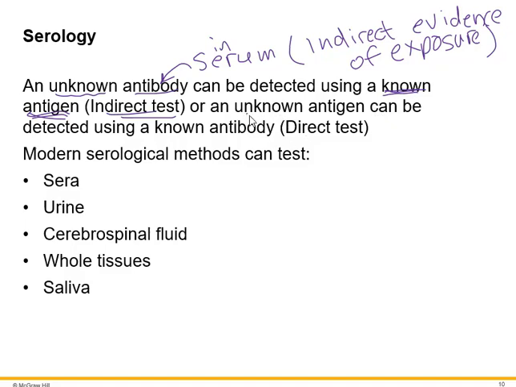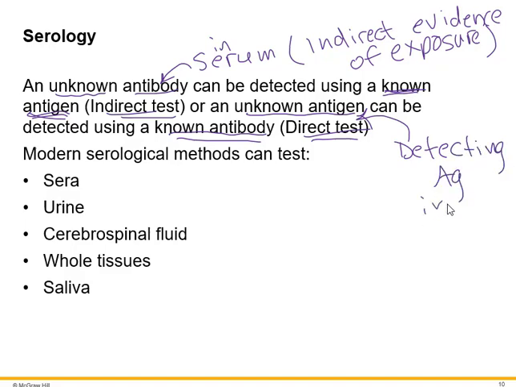But if you have an unknown antigen, then you have to have a known antibody, and that's the direct test, because what is unknown, you're actually detecting the antigen in your sample. You're not looking for evidence of it, you're actually detecting the antigen. So modern serological methods can use sera, so the blood, urine, cerebrospinal fluid, whole tissues, and saliva.